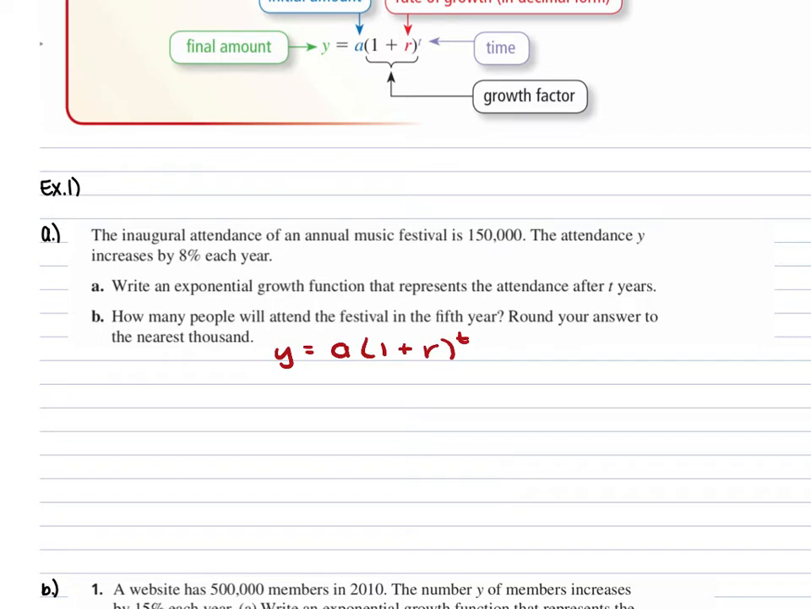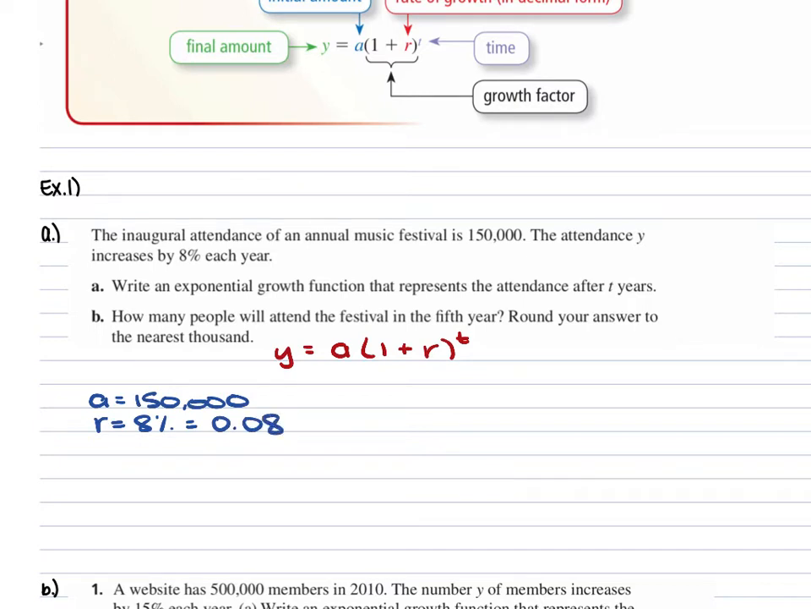What I like to do is identify all my variables first. My y is going to stay y unless it gives me that ending amount. So my a is that starting amount. My a, they told us that we had 150,000. The r is your rate, which is expressed as 8%. So we have to turn that into a decimal. Remember, turning a percent into a decimal, you're moving the decimal point 2 places to the left. So this would be 0.08.